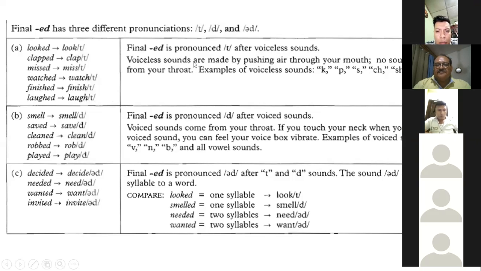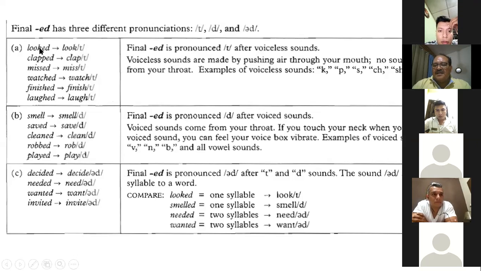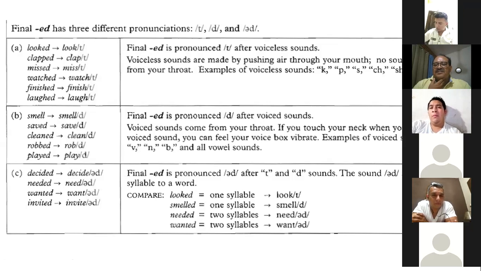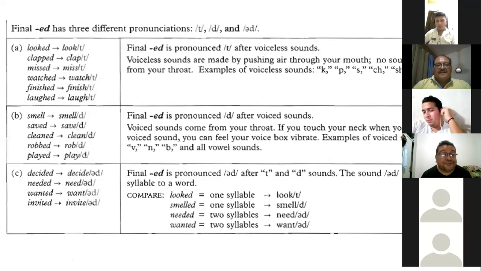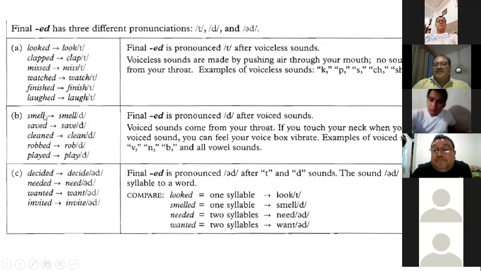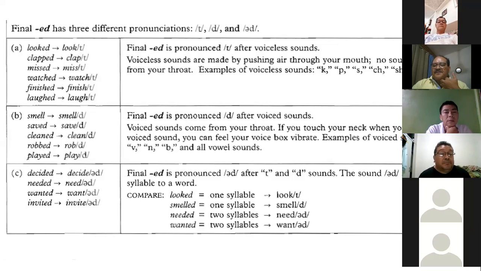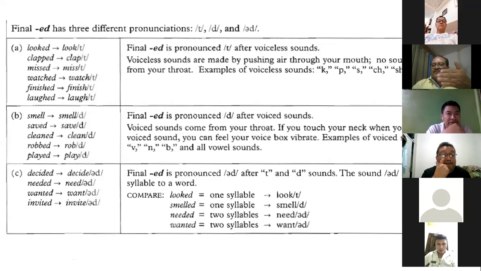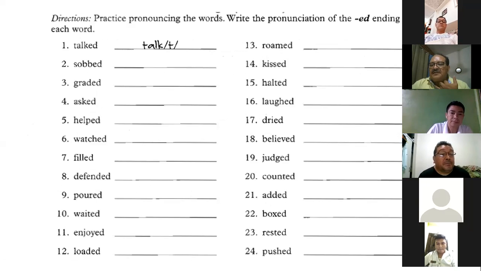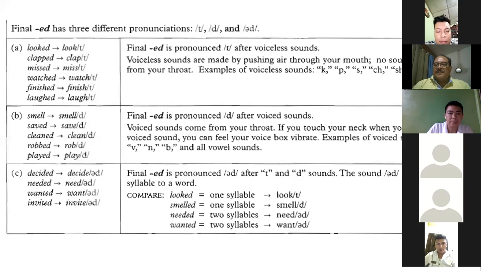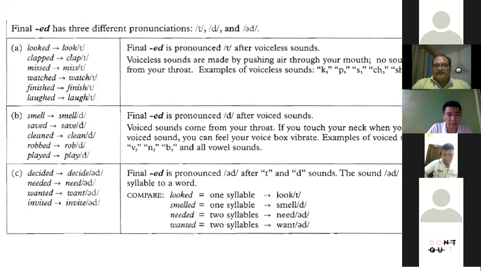What is a voiceless sound? The end of the word. The letter K. The letter K sounds like there is no vibration in your vocal cords. They say, look. And then you can say, looked. It's easy to say looked, okay? Looked. And the other case, if you see smelled, it would be because the letter L has a vibration here. L. There is a vibration in your throat, right? L. And then you say smelled. Smelled. Okay? Good.